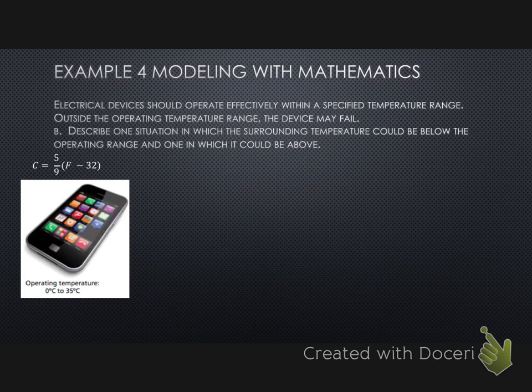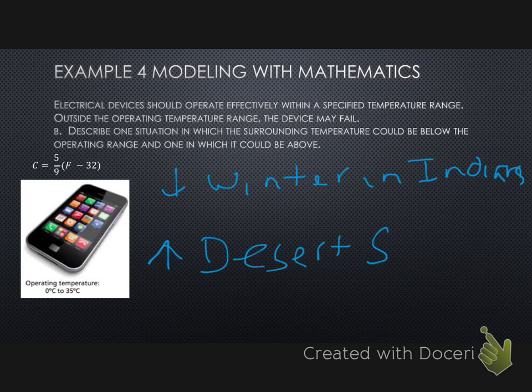Now part B asks you to describe one situation in which the surrounding temperature could be below the operating range and one in which it could be above. So if it was below, we're looking at below 32. I mean, hello, that'd be a winter here in Indiana, right? What about the greater amount, which is 95? How about in a desert? If you were in a desert during the summer, that would be above 95 degrees.